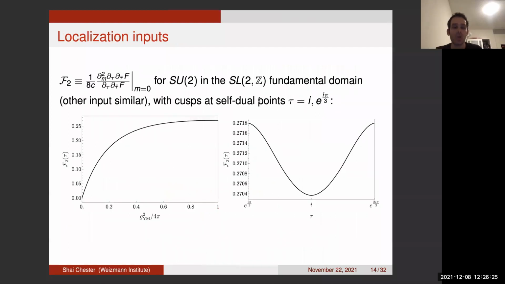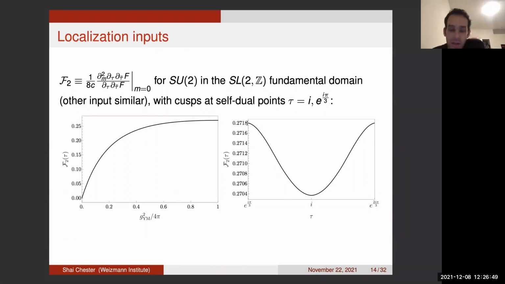Here are some plots of what these inputs look like. Let me show the first input, which involves 2 derivatives of mass. This is for the SU(2) theory, and I'm going to describe it in the SL(2,Z) fundamental domain. On the left-hand side, we're going from the free theory with Yang-Mills coupling equals 0 all the way up to the Z2 point, where tau equals i. As you see, the slope is 0 at the self-dual point, as you expect on general grounds.